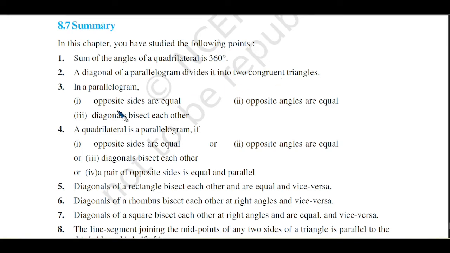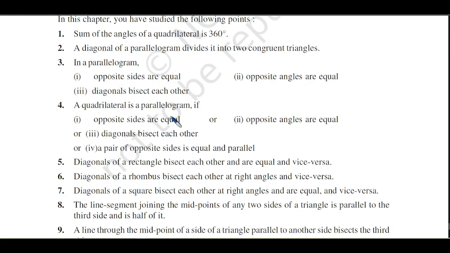In a parallelogram, by definition, opposite sides are equal and opposite angles are equal. Diagonals bisect each other: one diagonal will bisect the other and the other one bisects the first. A quadrilateral is a parallelogram if opposite sides are equal, or opposite angles are equal, or diagonals bisect each other, or a pair of opposite sides is equal and parallel. If these conditions are true, the quadrilateral will be called a parallelogram.